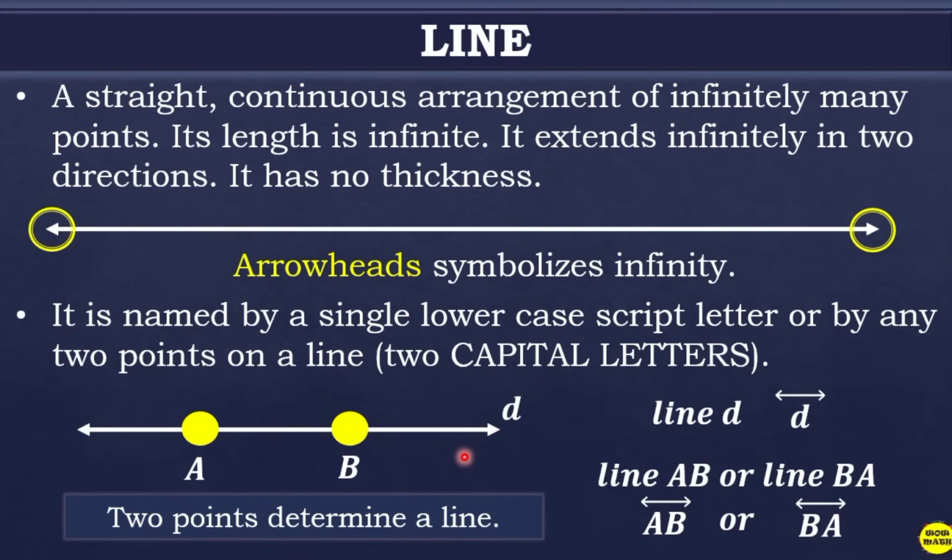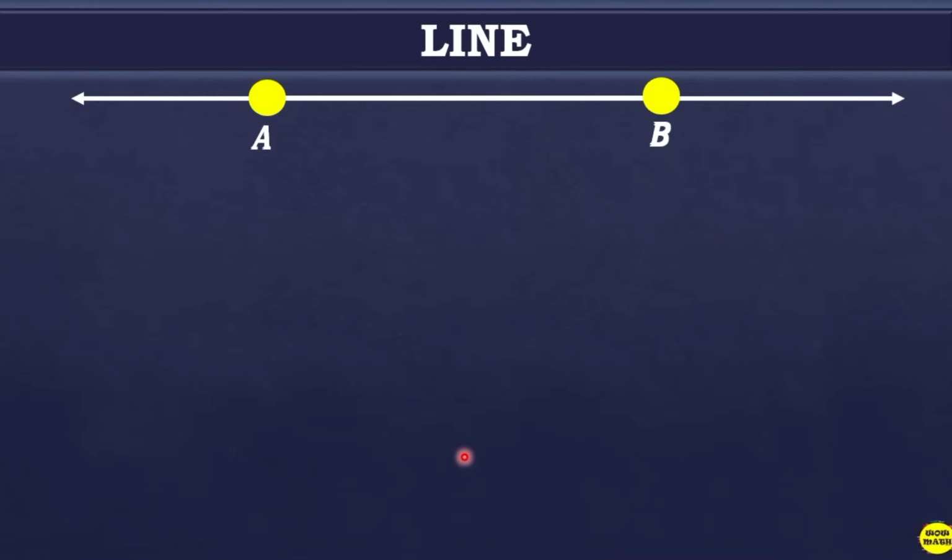Dapat ang line natin kahit papano meron siyang 2 points. So, 2 points determine a line. We cannot have a line kung wala siyang at least 2 points. Dapat meron tayong kahit papano 2 points dyan, kasi 2 points determine a line. Kasi if it's only 1, that is just a point. We cannot form a line there. So, let's proceed to the subsets of a line.